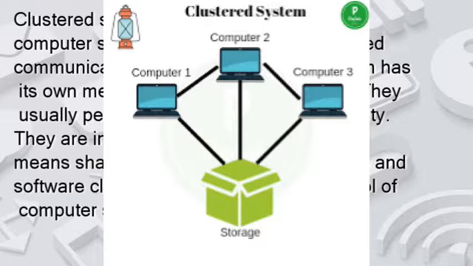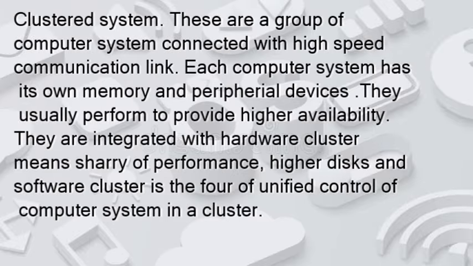The next operating system that we have is the clustered operating system. A cluster is a group of computer systems connected with a high speed communication link. Each computer system has its own memory and peripheral devices, the input output devices, whatever they want. They usually perform to provide higher availability. They are integrated with hardware. Cluster means sharing of performance, disk and software. A cluster is a form of unified control of computer systems.